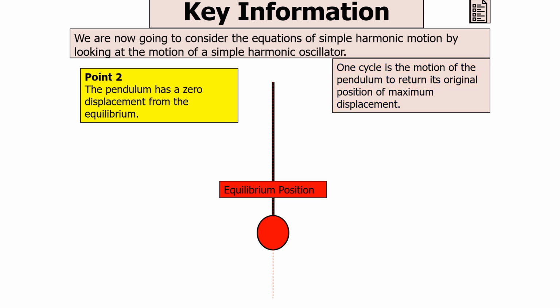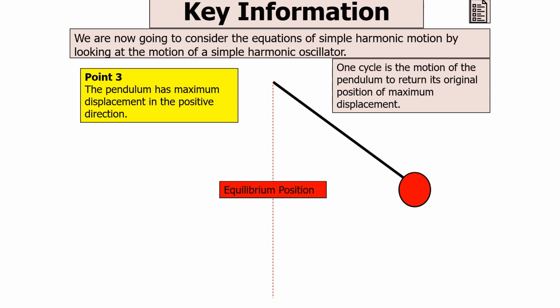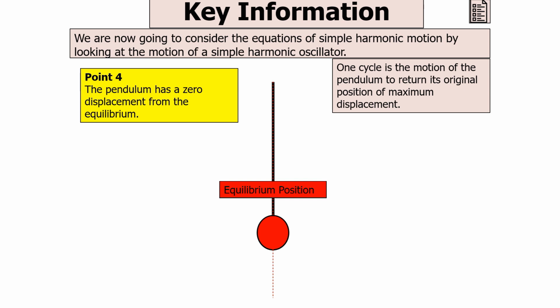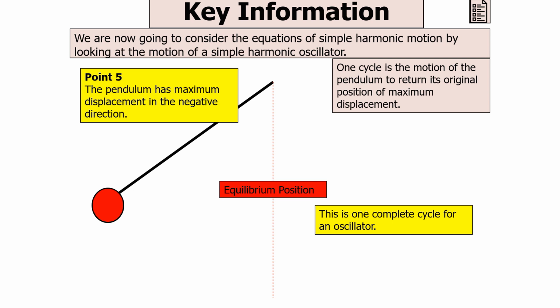Point 2 is that the pendulum has a zero displacement from the equilibrium position. Point 3, the pendulum has maximum displacement in the positive direction. Point 4, the pendulum will have a zero displacement from equilibrium. And at point 5, the pendulum has a maximum displacement in the negative direction. Now this is one complete cycle for an oscillator.